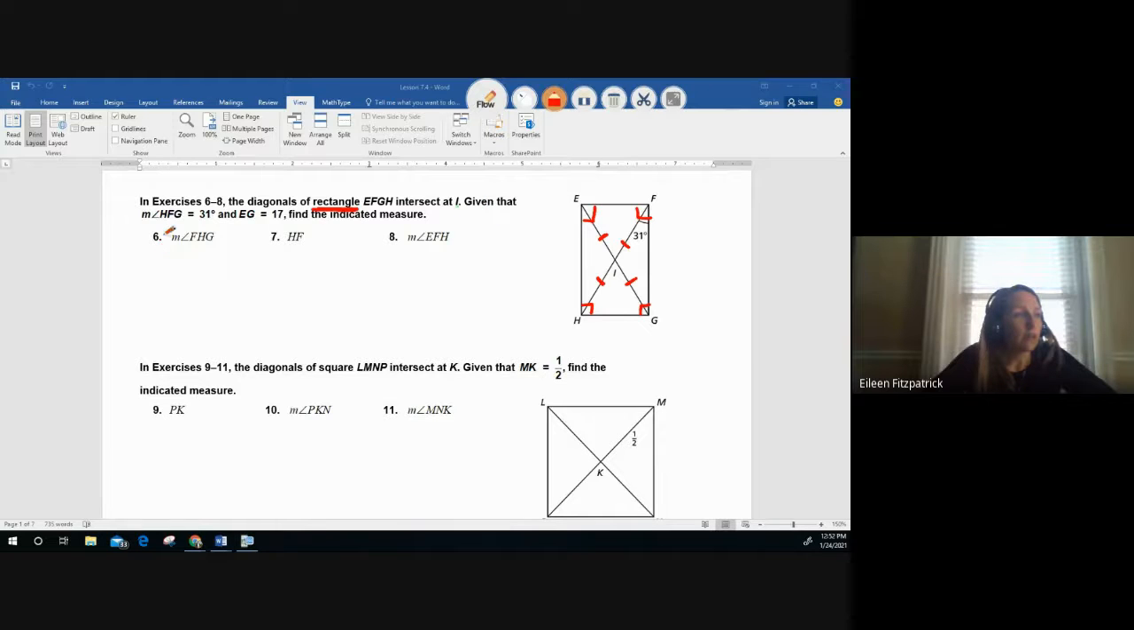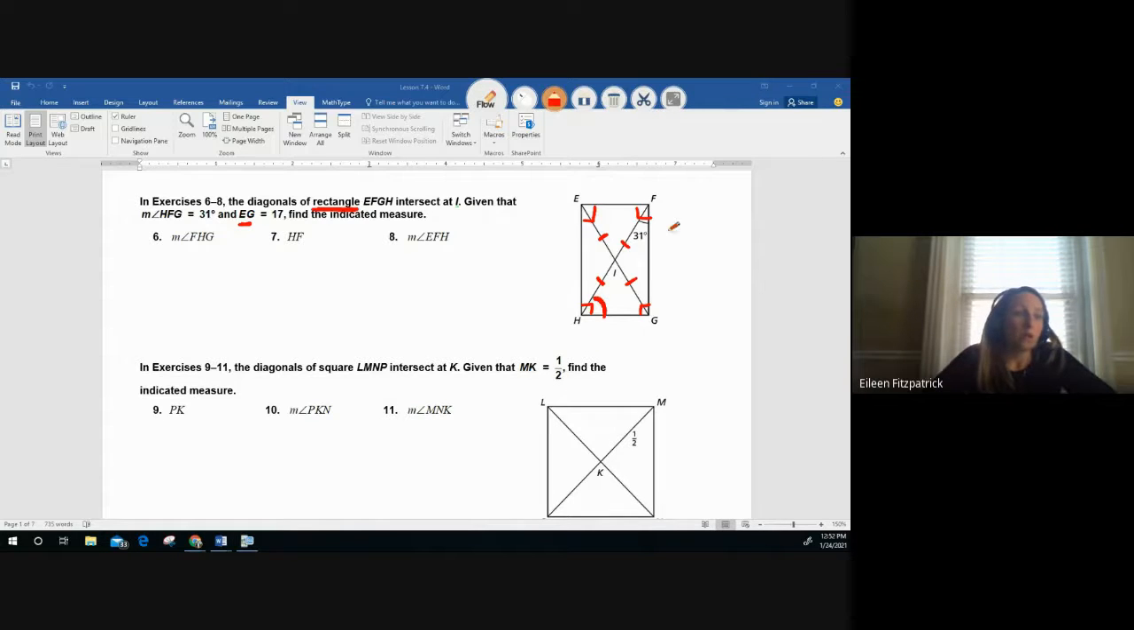It says that you're given that angle HFG, which is already labeled as 31 degrees, and that the whole thing, E to G, this entire thing is 17 units long. All right, find the indicated measures. So the first one they want you to find is angle FHG. So going from F to H to G. So I'm looking for this angle right here.